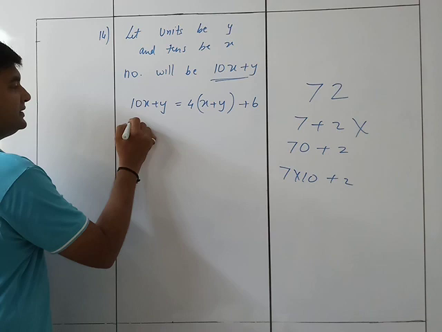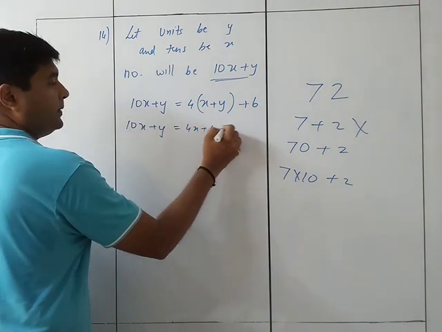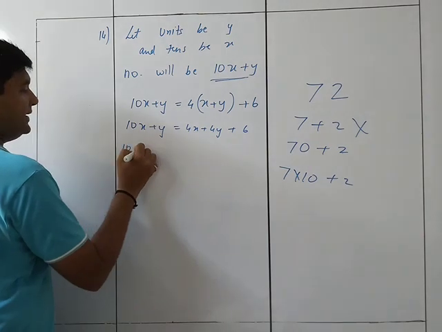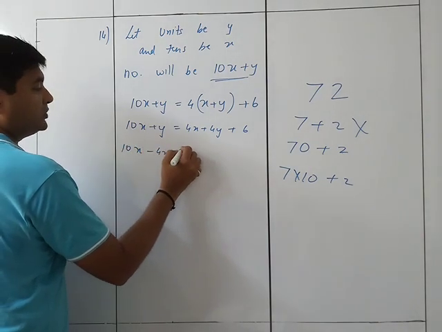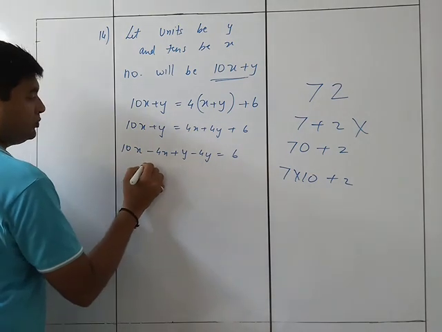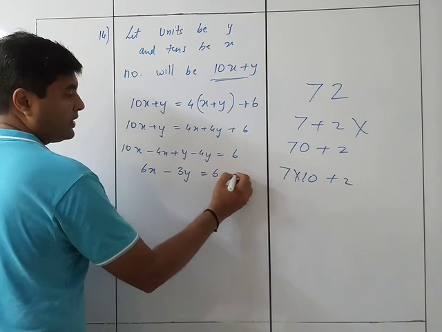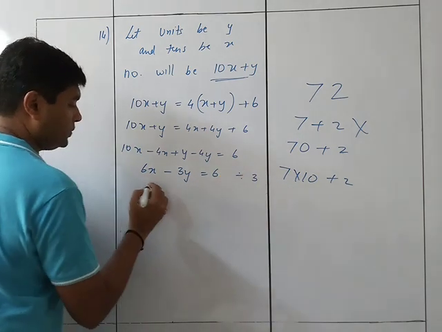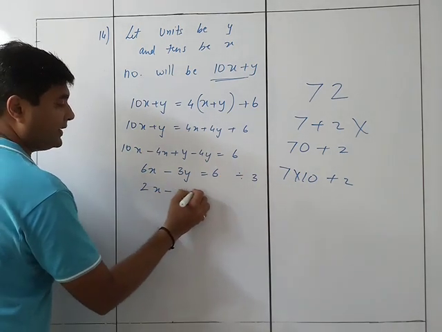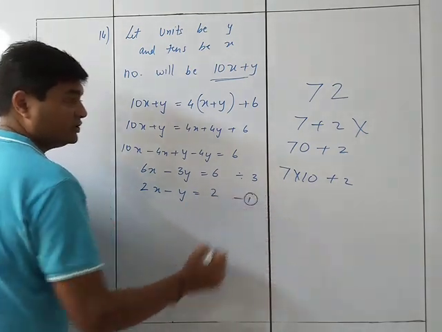This gives me 10x plus y is equal to 4x plus 4y plus 6. So 10x minus 4x plus y minus 4y is equal to 6. So that gives me 6x minus 3y is equal to 6. I can divide this equation by 3 to give me 2x minus y is equal to 2. This becomes my first equation.